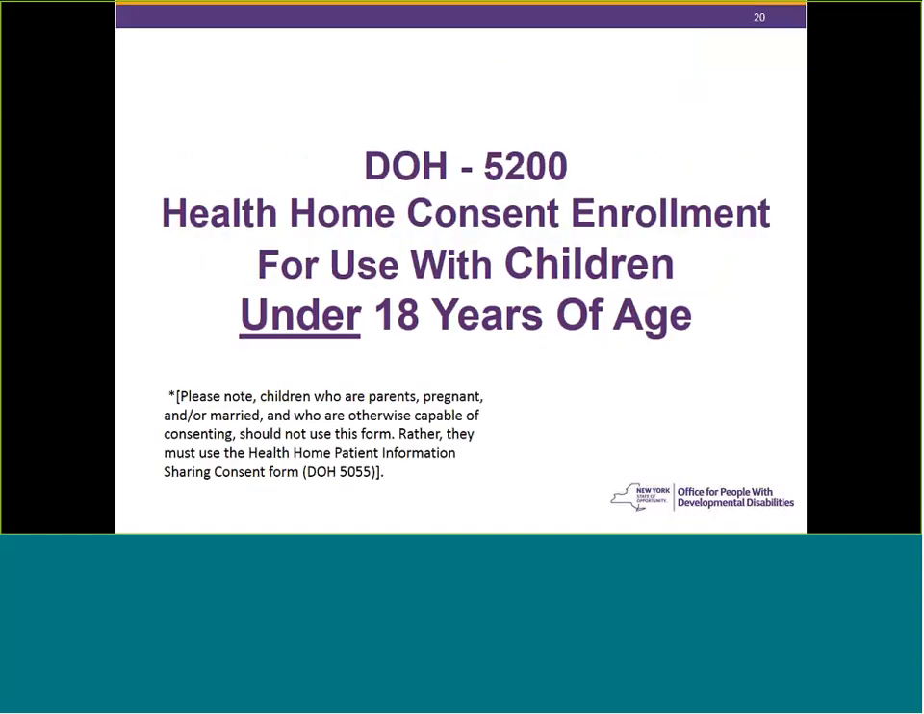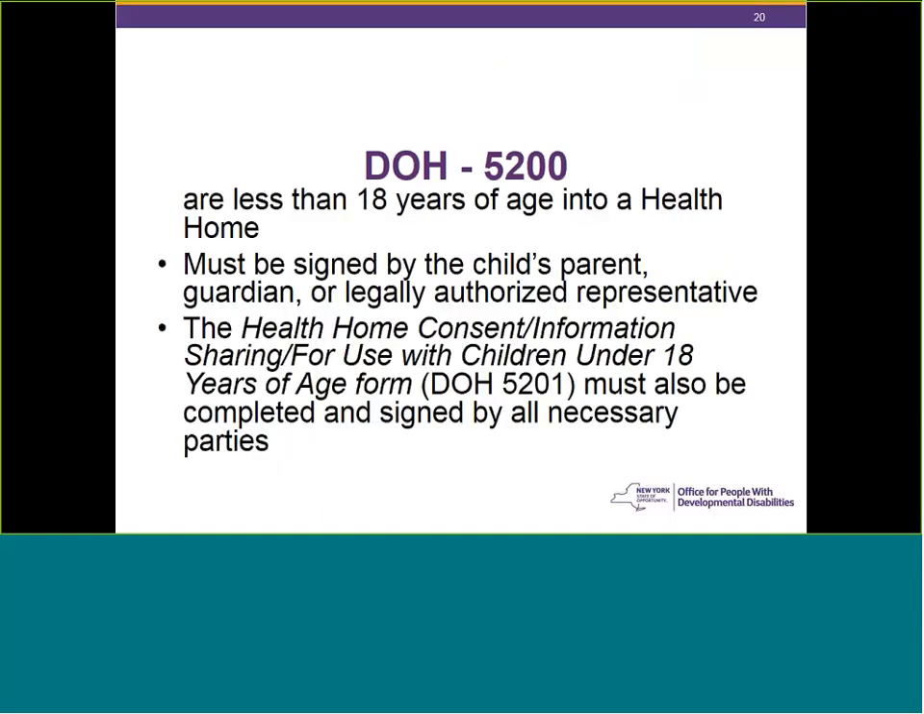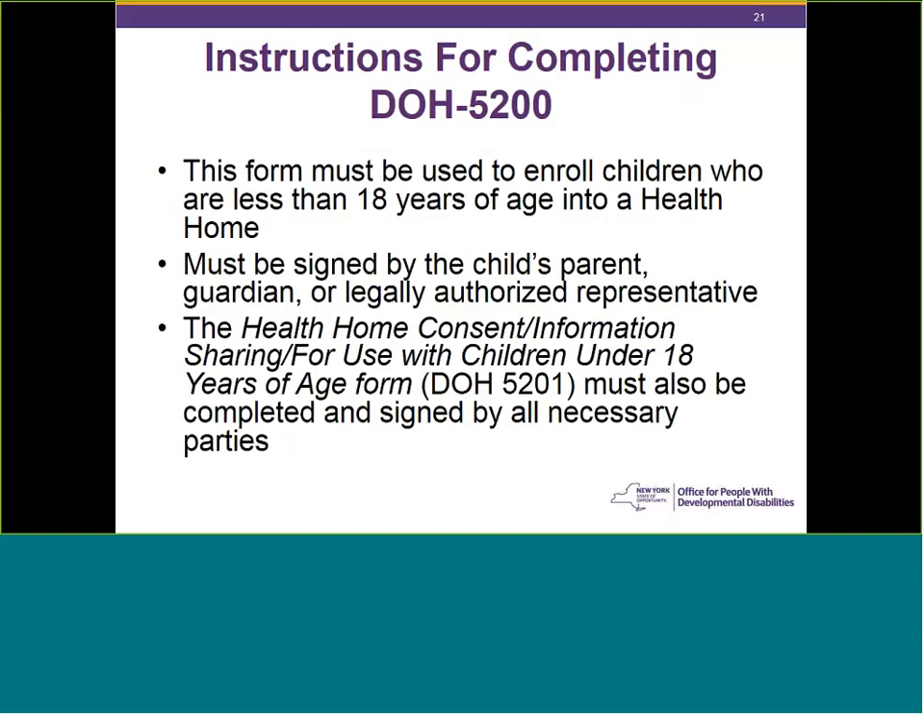So moving to the 5200, which is the consent to enroll for children 18 years of age and under. This form must be used to enroll children who are, again, less than 18 years of age. It must be signed by the children's parent, guardian, or legally authorized representative. And the health home consent information sharing for use with children under 18 years of age form, the 5201, must also be completed. So when you're completing the 5200, you also need to complete the 5201.